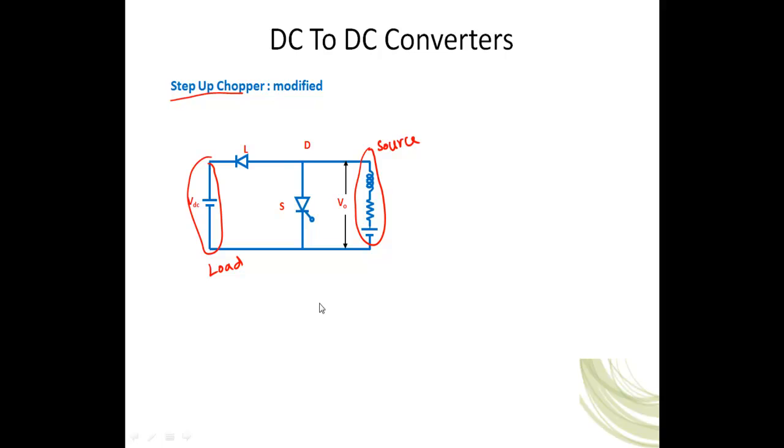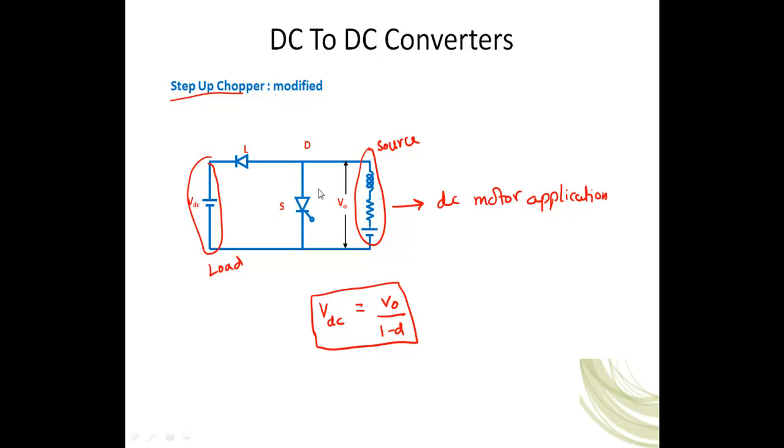Because of that, the equation will be a little different. The load is this one, so VDC equal to V0 by 1 minus D. Remember, this is only for DC motor application. If the load is a DC motor, then we need to use the reverse. The previous one is generally for resistive and inductive loads. If it is not a motor, then we need to interchange both. If it is a motor, this is the operation.